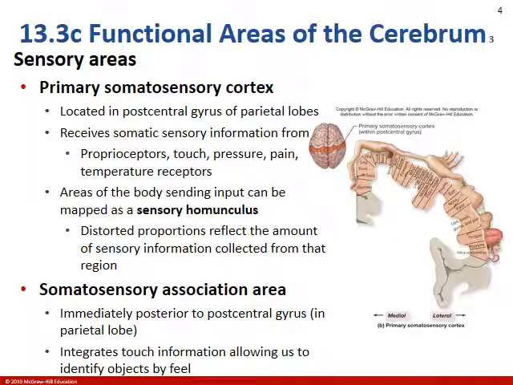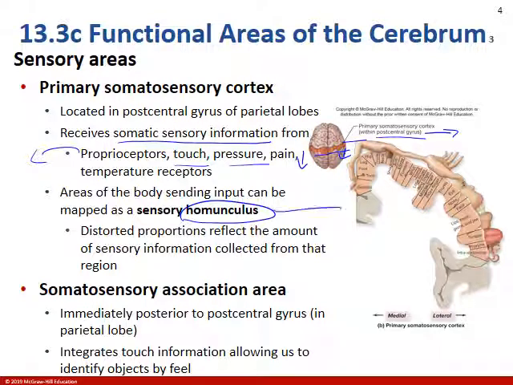Just like with the motor areas, if we look at the sensory functional areas of the cerebrum, we have to go back to the central sulcus. And if we look posteriorly, here in orange, we have the post-central gyrus. So this is where we're going to receive somatic sensory information. So proprioceptors, that's like balance, the state of your muscles, touch, pressure, pain, temperature, all of that sensory information is going to go to the post-central gyrus, and we have this homunculus. So we've kind of mapped out the post-central gyrus and where sensory information would be deposited in the cerebrum.